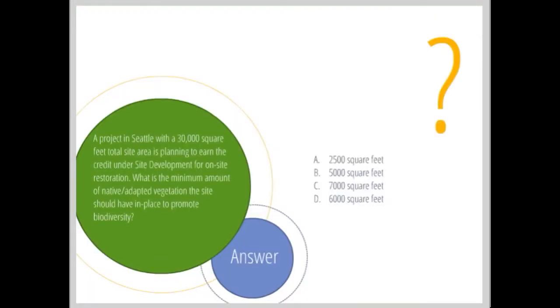A project in Seattle with a 30,000 square foot total site area is planning to earn the credit under site development for on-site restoration. What is the minimum amount of native and adaptive vegetation that the site should have in place to promote biodiversity?